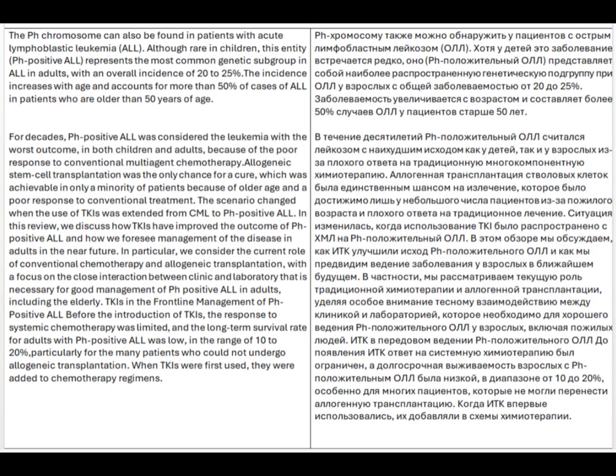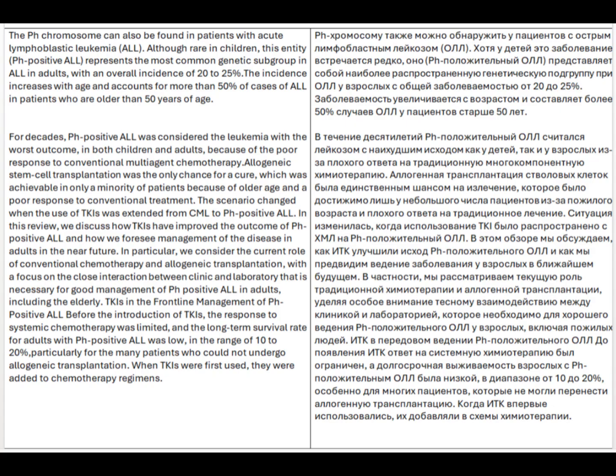TKIs in the frontline management of Ph-positive ALL. Before the introduction of TKIs, the response to systemic chemotherapy was limited, and the long-term survival rate for adults with Ph-positive ALL was low, in the range of 10 to 20%, particularly for the many patients who could not undergo allogeneic transplantation.